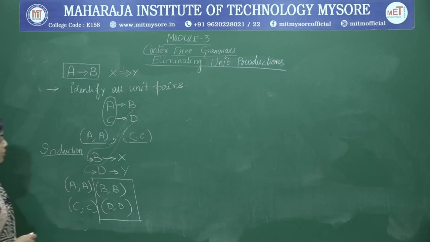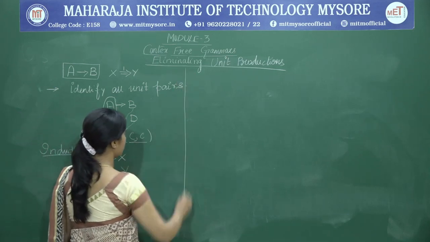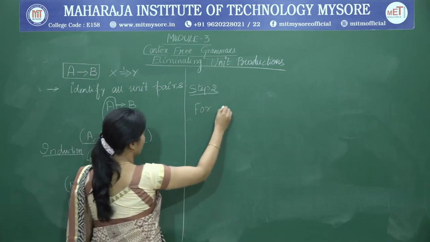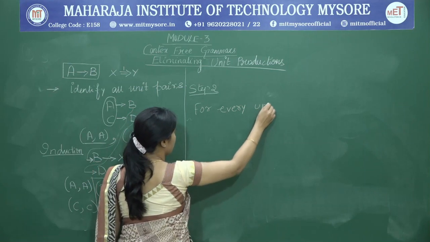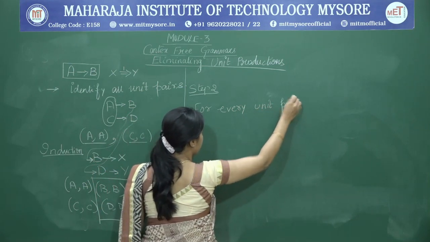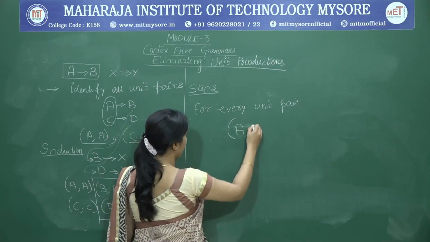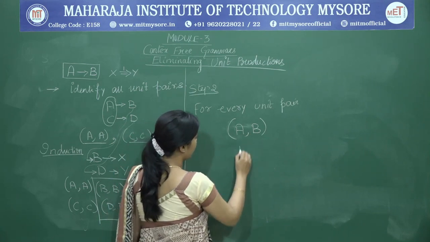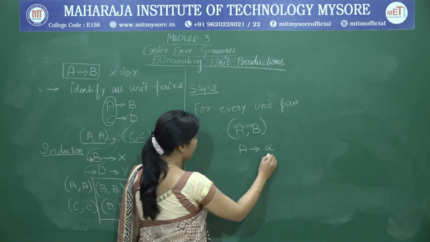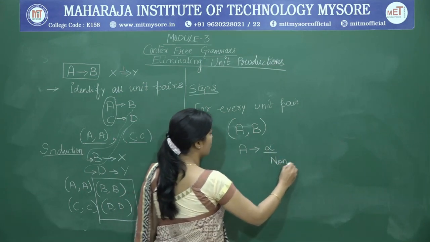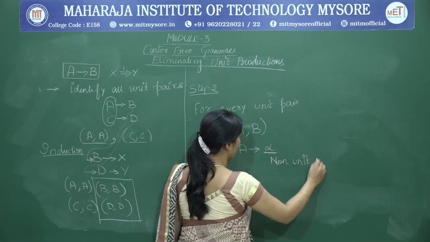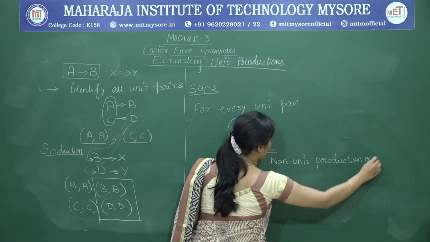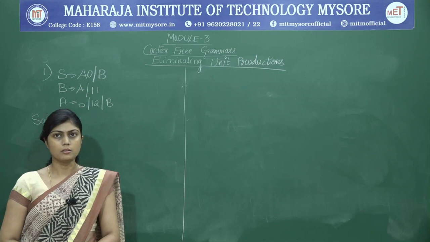So once we have found all the unit pairs, step 2 is for every unit pair which is in the form of A comma B, we replace every production of A with A goes to alpha, where alpha is the non-unit production of B. So we will look at the problem now.